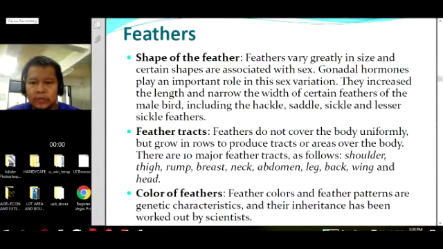Okay, let's continue with the anatomy and physiology of chickens or poultry in general.